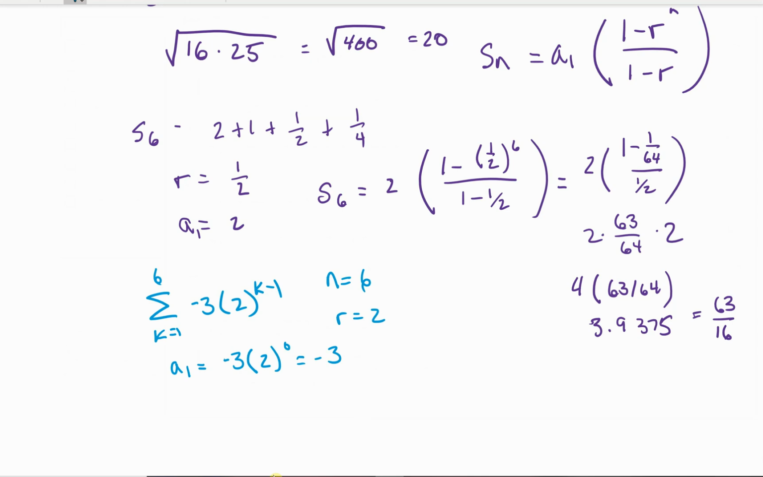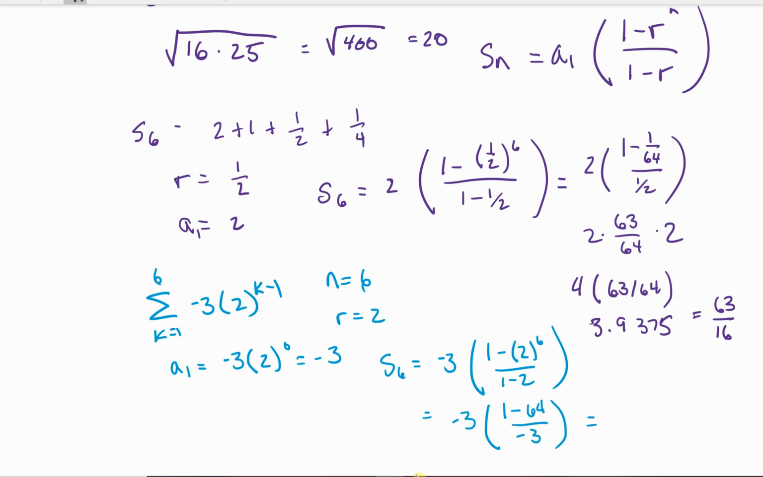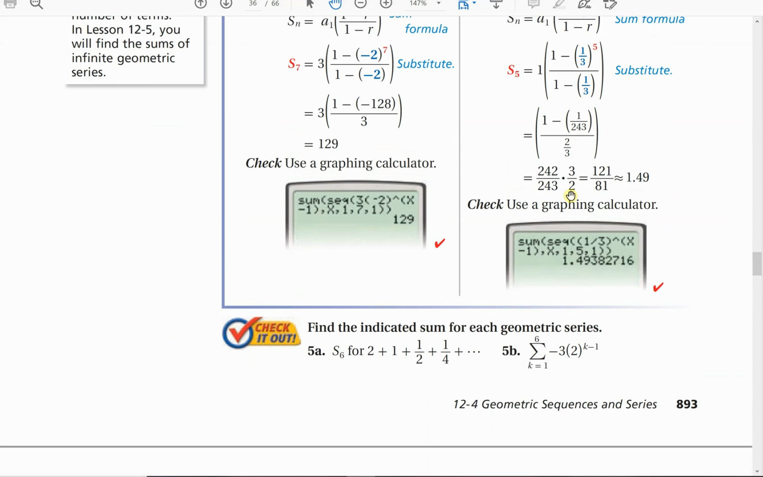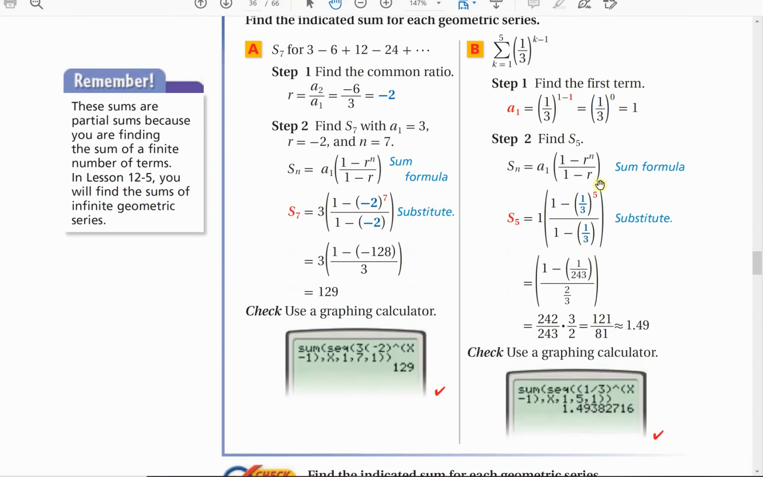So we get sum from 1 to 6 of -3 times 1 minus 2 to the 6th divided by 1 minus 2, which is -3 times 1 minus 64 over -3, which is -63, because the -3's cancel out. And I will go back and show you this example here. How do we know R was 1/3? Because that's what was being raised to the power.